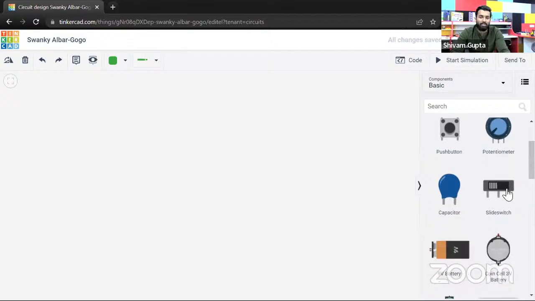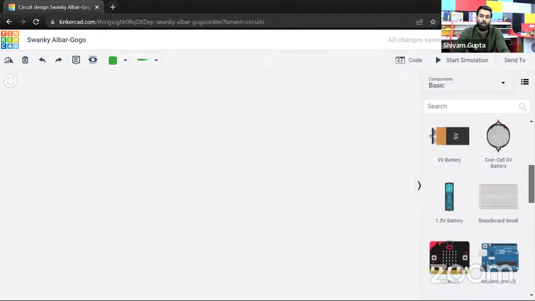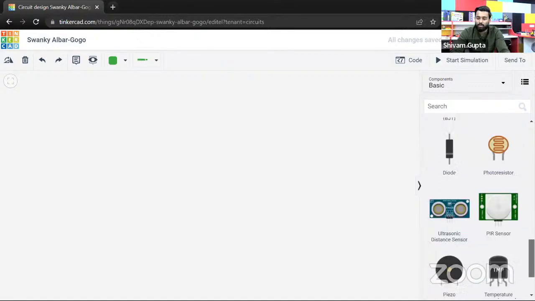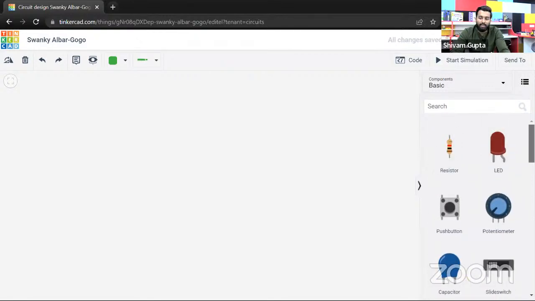Similarly, here we have the slide switch. You must have seen it in various toys, right? So like this, we have so many electronic components, and by using them, we can make a circuit. So let's try first of all how this platform works.